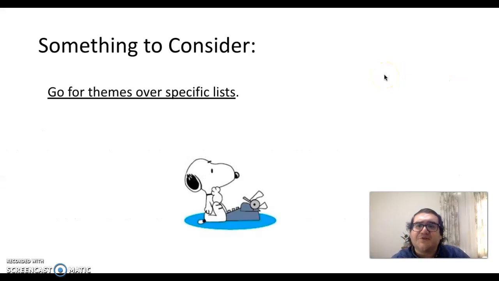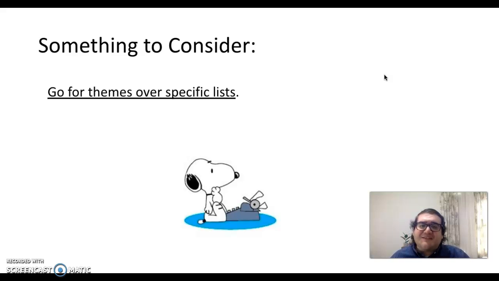Lastly, something to consider, go for themes over specific lists. What I mean by this is you don't want to be too specific with your thesis statement, because if you are, you're going to write yourself into a corner. You won't have much to discuss, but you also don't want to be too broad, because then if you are too broad, you're going to have too much to go over. You won't know where to begin.